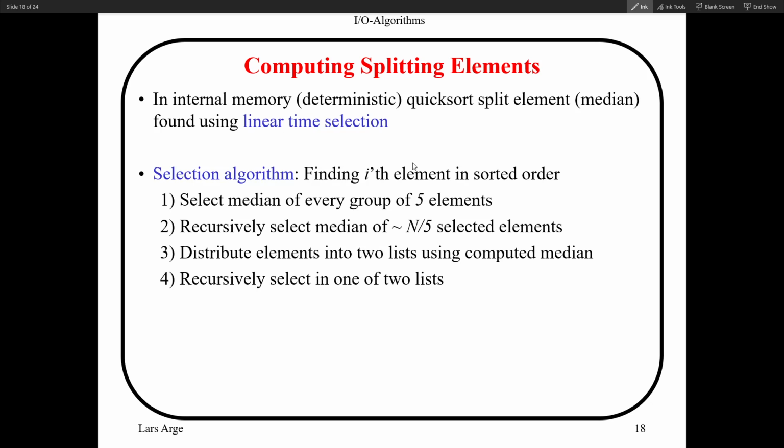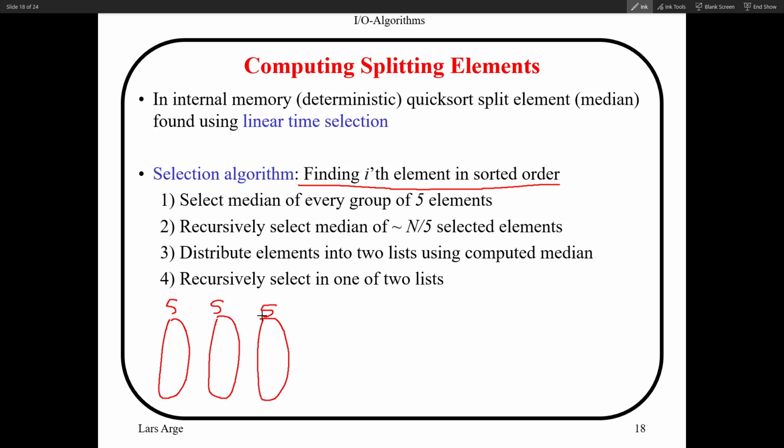So the selection algorithm, if you remember from the algorithms and data structures course, basically finds the ith element in the sorted order. So the procedure works like this. We first group the elements into arbitrary groups of size 5. So I have n elements as my input, and I group them into groups of 5 elements. So there are 5 elements in the first group, 5 elements in the second group, 5 elements in the third group, and so on.